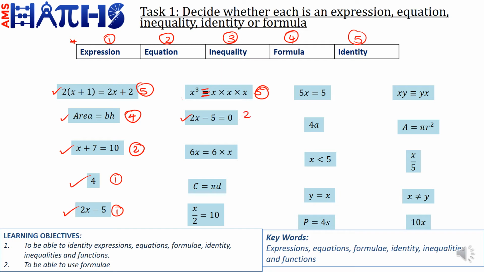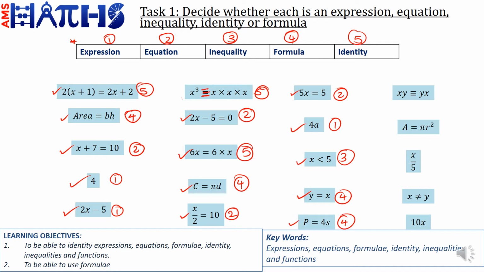Here we have an equation for this 2x minus 5, so it falls under column 2. Here we have another identity. 6x is still 6 times x. Here we have a formula, which is column 4. Here we have an equation, which is column 2. Here we have another equation, column 2. Here we have an expression, column 1. Here we have an inequality, column 3. Here we have a formula, column 4. Here we have another formula, column 4.